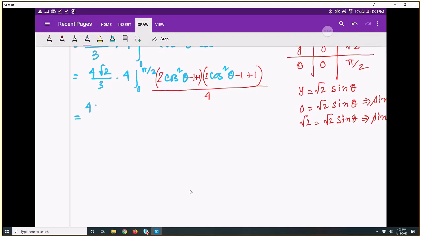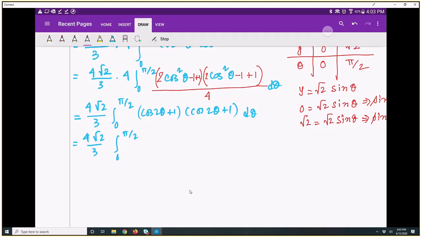I will end up having 4 square root of 2 over 3, integration 0 to pi over 2. Remember, 2 cosine square theta minus 1 is cosine 2 theta plus 1 times cosine 2 theta plus 1 and d theta. So FOIL it. You will get 4 square root of 2 over 3, integration 0 to pi over 2. This becomes cosine square 2 theta plus 2 cosine 2 theta plus 1 d theta.